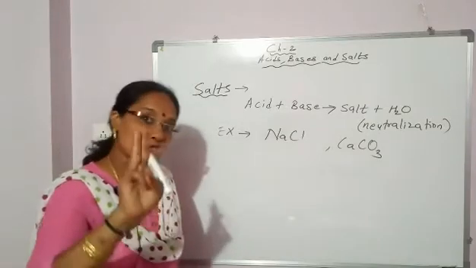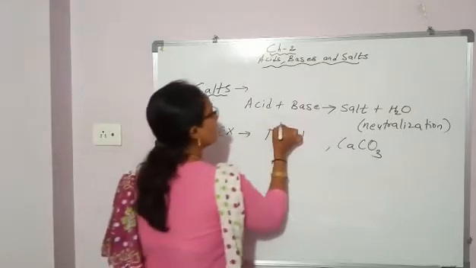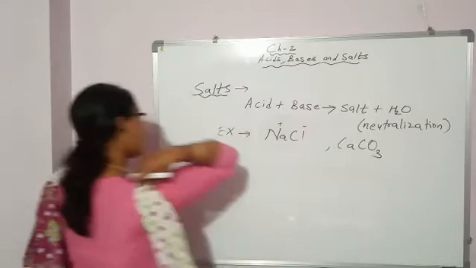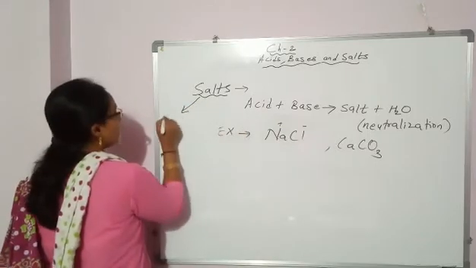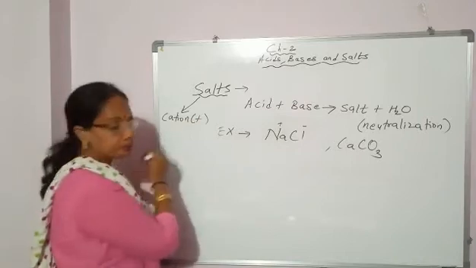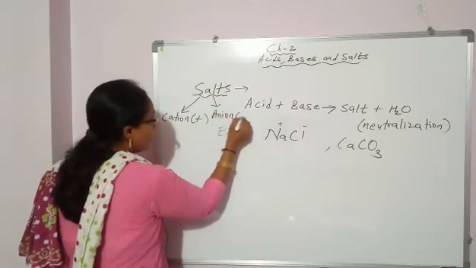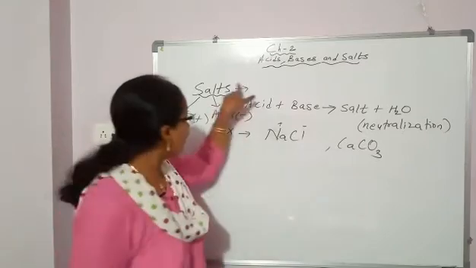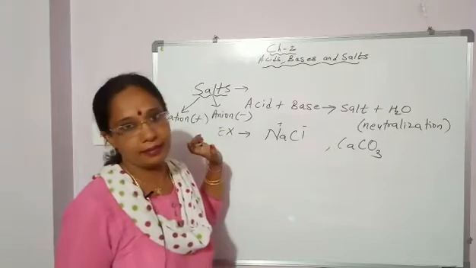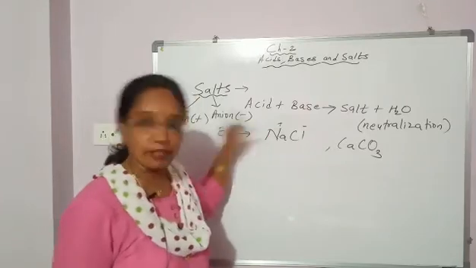Always a salt has two parts. It contains two parts. One is the positive ion, the other is the negative ion. So, a salt has two parts. Cation. What is cation? Positive ion. And anion. What is anion? Negative ion. So, a salt has two parts, cation and anion. Cation is the positive ion, anion is the negative ion.